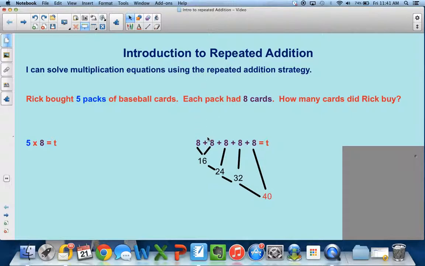So this is repeated addition. 8 plus 8 plus 8 plus 8 plus 8. There are 5 groups of 8, which we are adding, or repeating the same thing that many times. So that's repeated addition to solve multiplication equations.